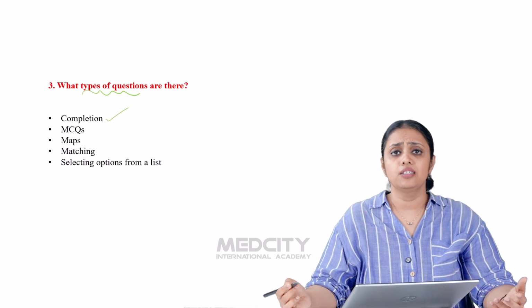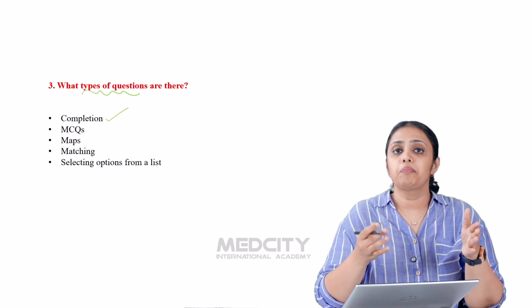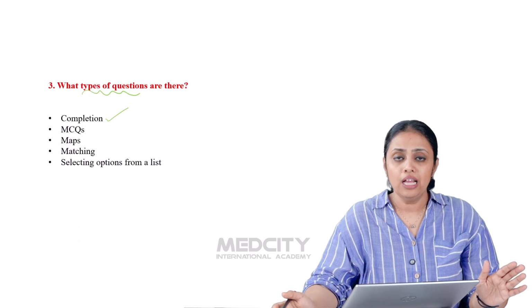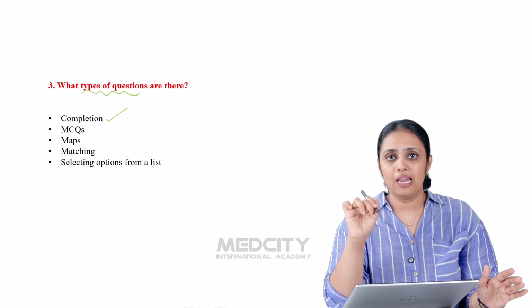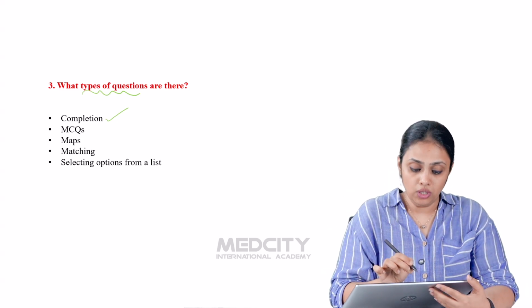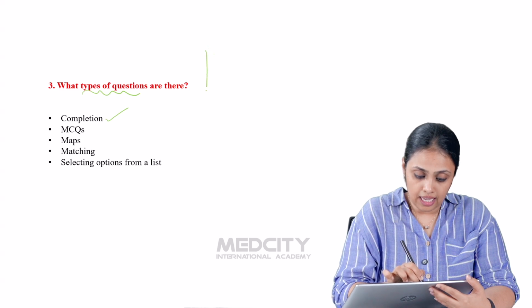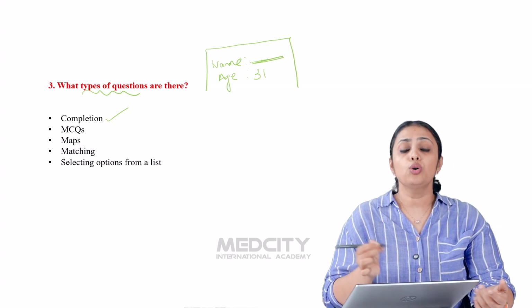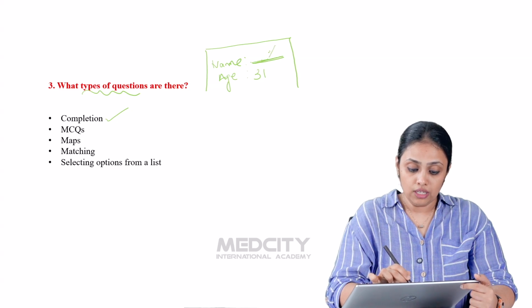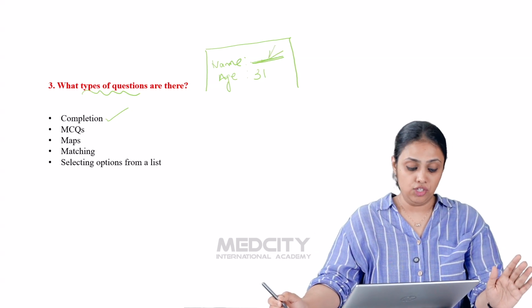Completion task. As the name indicates, something in incomplete form would be given to you, and there would be gap spaces or blanks, and you need to fill in those blanks as you listen to the audio. It can be a note completion. For example, it can be a form which contains details like name, age, which might be written here as 31, and in place of name you would have a blank space. As you listen to the audio, you have to complete this. That is what we mean by completion task.